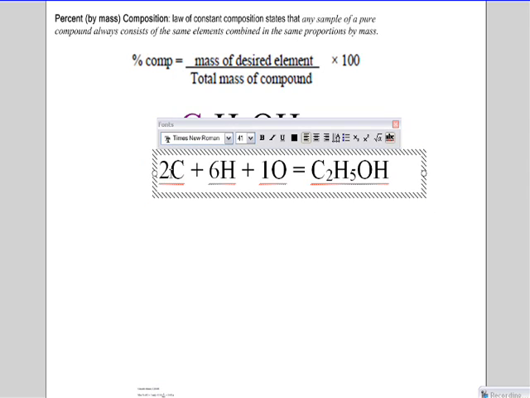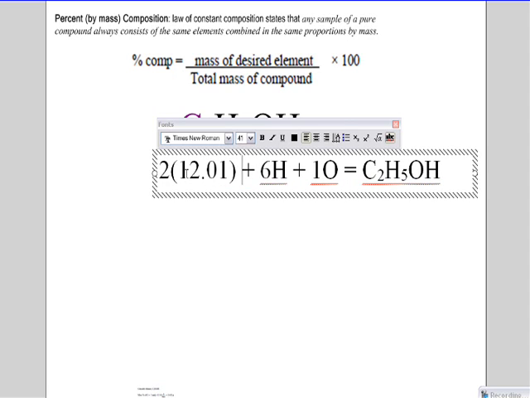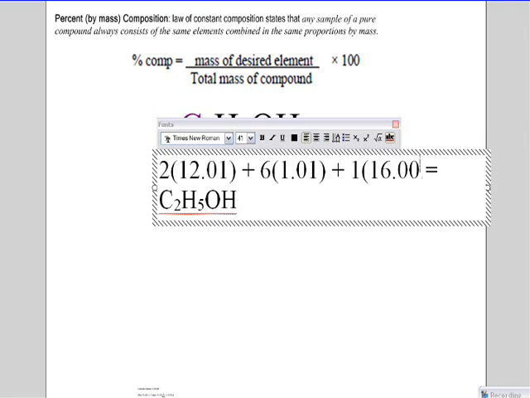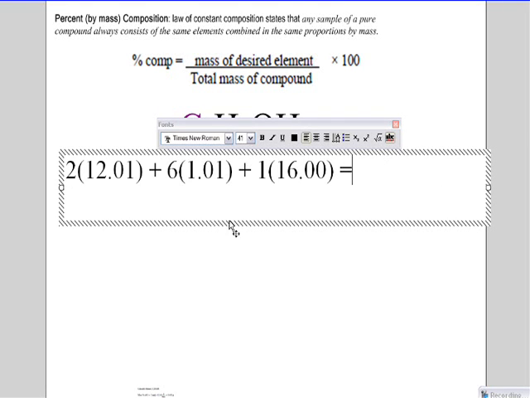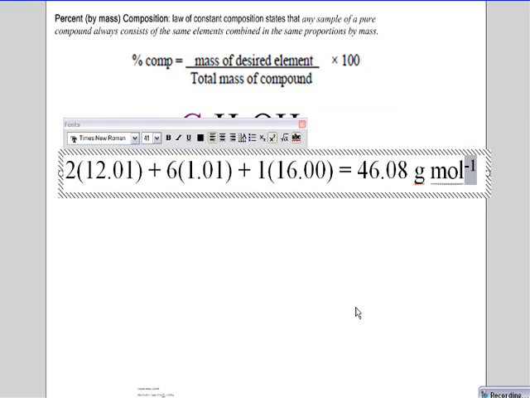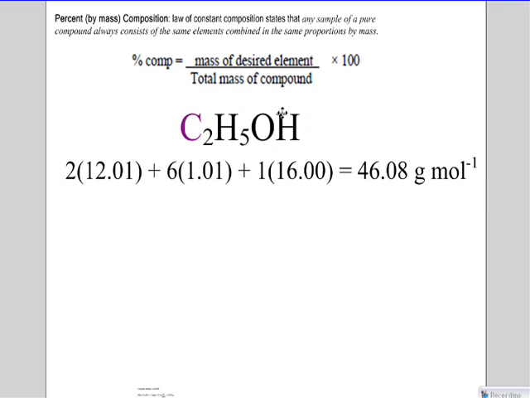I know that carbon is 12.01, hydrogen 1.008, so we'll call it 1.008, and oxygen, apparently a star, is 16.00. And together they're going to equal what is the molar mass or molecular weight of ethanol, which we find to be 46.08. So that is the overall mass, the total mass of the compound.